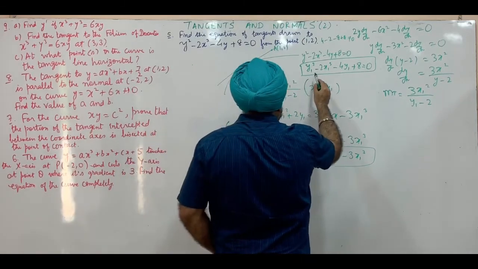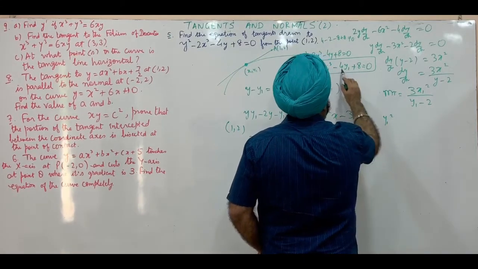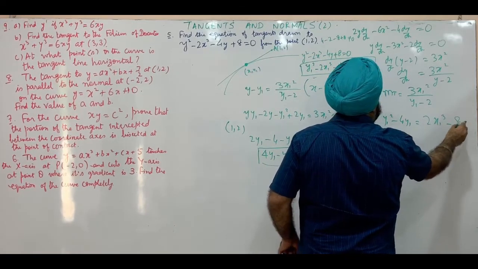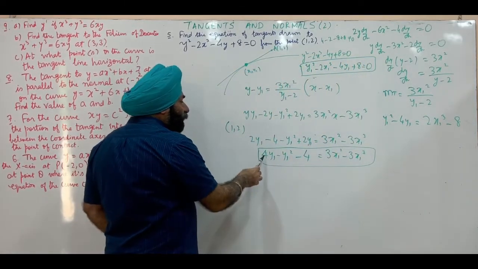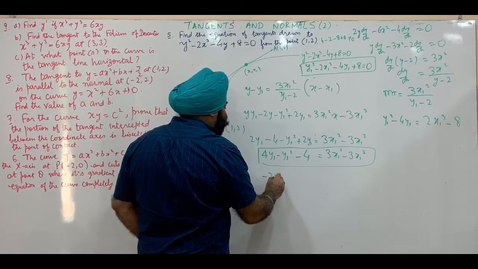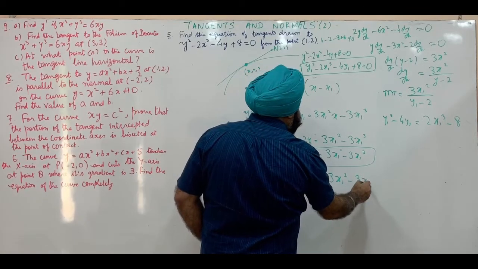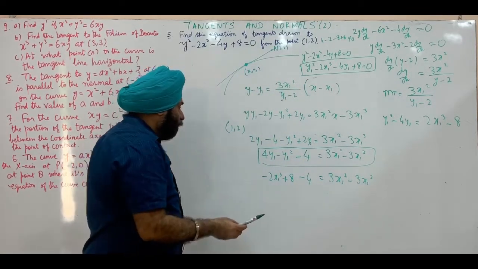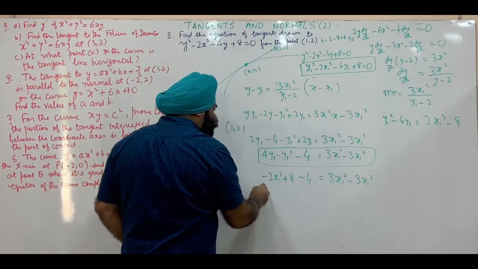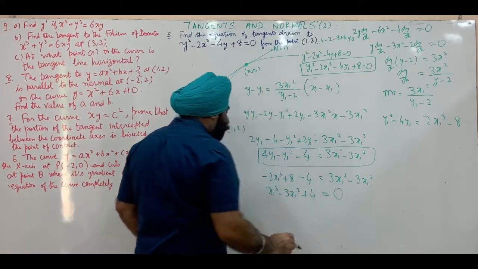Let us find out from this the value of y1 square minus 4y1, that's equal to 2x1 cube minus 8. So this is minus of this value. So this can be written as minus 2x1 cube plus 8 minus 4. This is 3x1 square minus 3x1 cube. So shifting all the terms to this side, it's x1 cube minus 3x1 square plus 4. This is equal to 0.